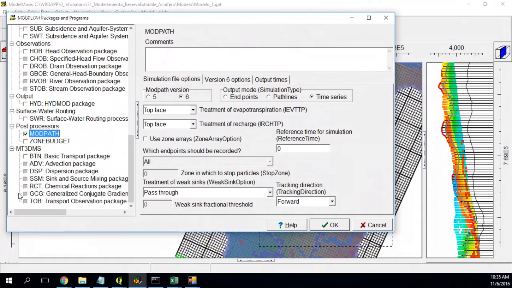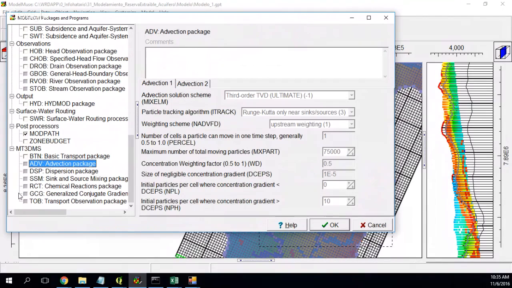Okay, so this was our introduction to packages and programs. This is the second class of the basic course of MODFLOW and ModelMuse. The next tutorial will be on a practical exercise where we build a steady-state flow model and put in some boundary conditions.